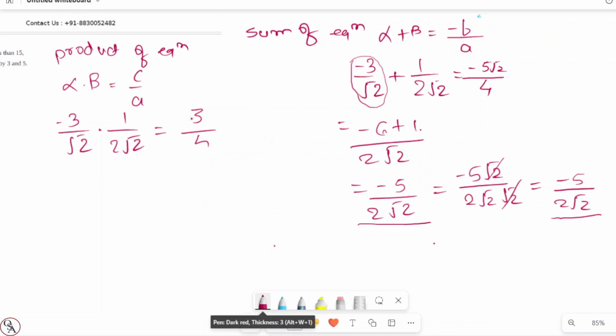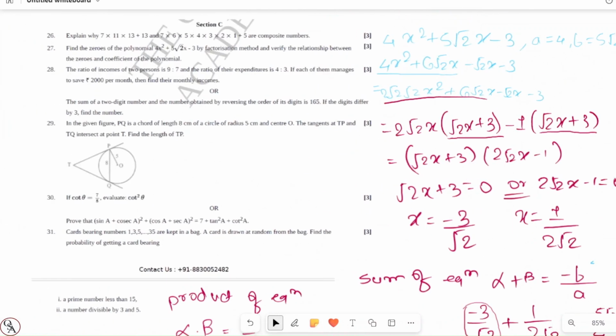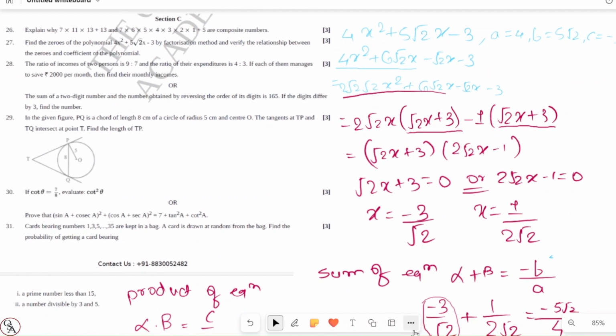So see, this is minus 3 upon 2 into root 2 into root 2. Root 2 squared is nothing but 2. 2 2s are 4, and here it is minus 3 by 4. So this is also verified. In this way, we checked the zeros and the coefficients of the polynomial, the relationship between them, and it is verified.